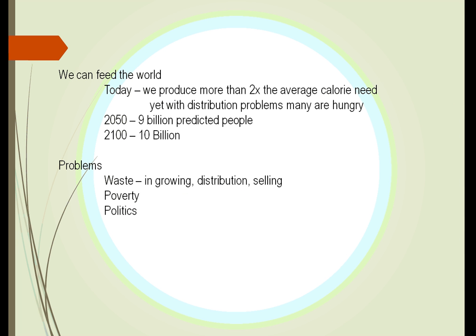We can feed the world. Today we produce more than two times the average caloric need. We're going to have 10 billion people by 2100. We have to reduce waste, we have to reduce poverty, and we have to change our politics.